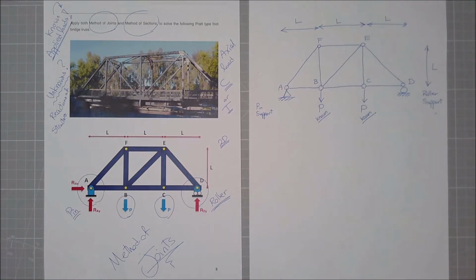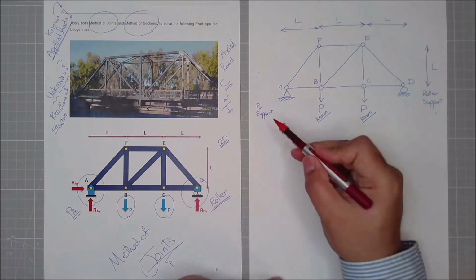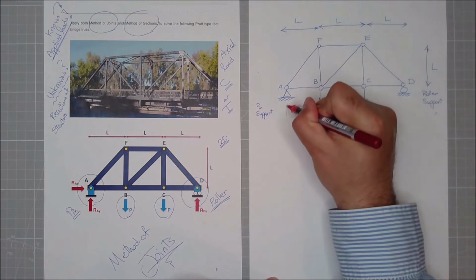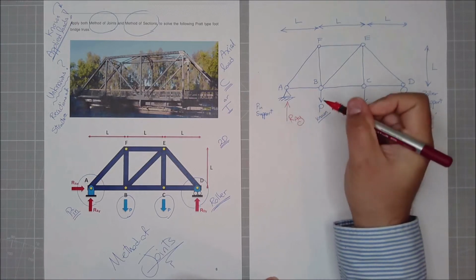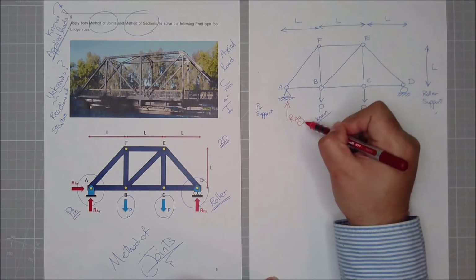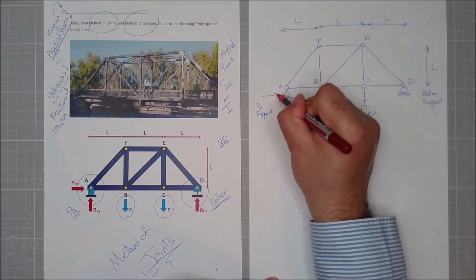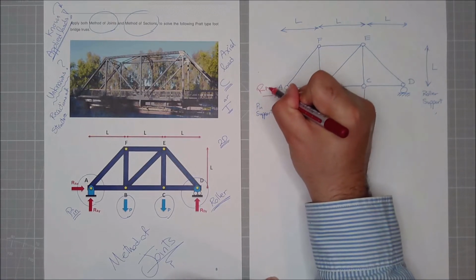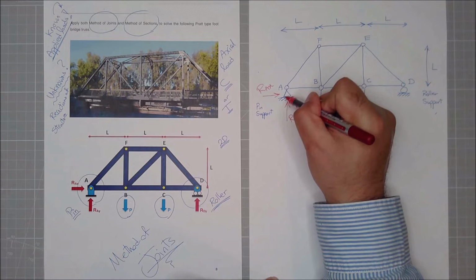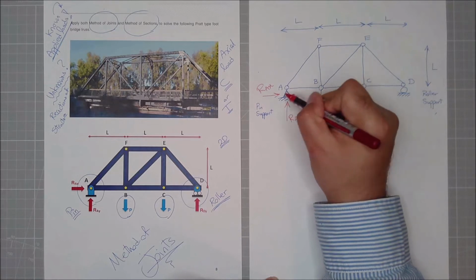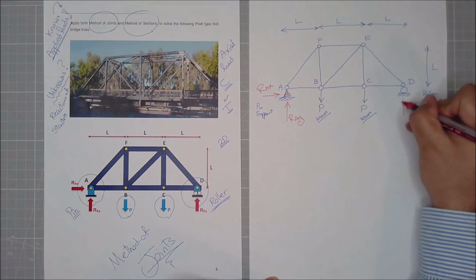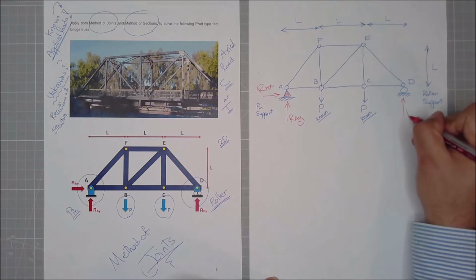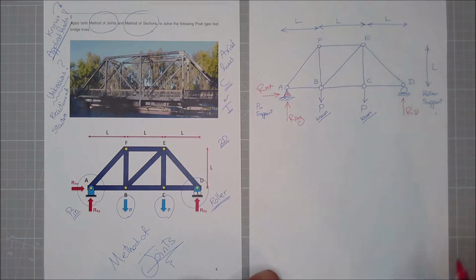Now, do you all agree that this is a pin support, so there will be a reaction like this? I'll call it RAY, meaning the reaction of A in Y direction. And then there will be this, I'll call it RAX, meaning the reaction of support A in X direction. The same thing happens for the roller as well. Let's call it RDY, or let's call it RD because it doesn't have any other component.